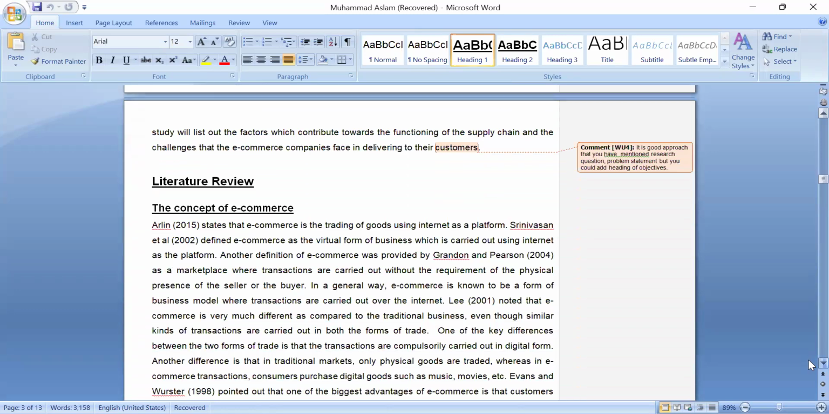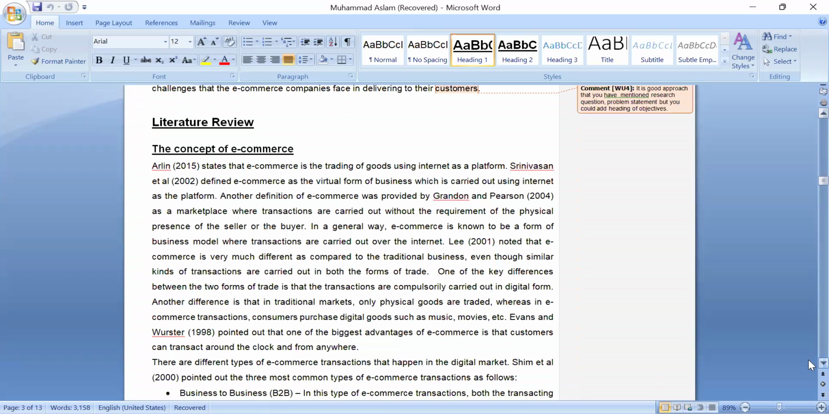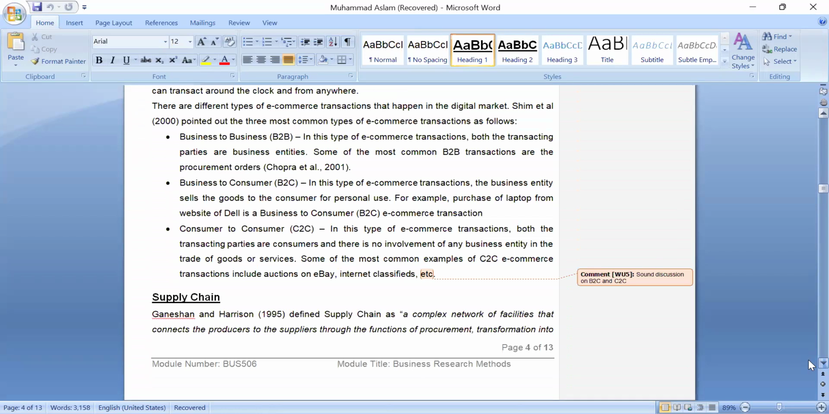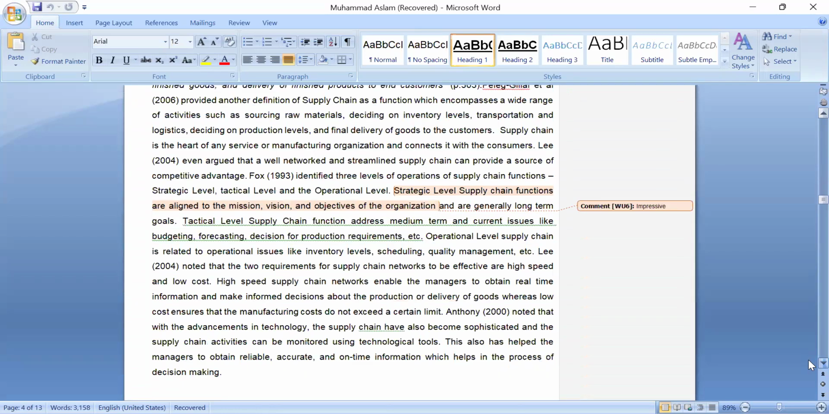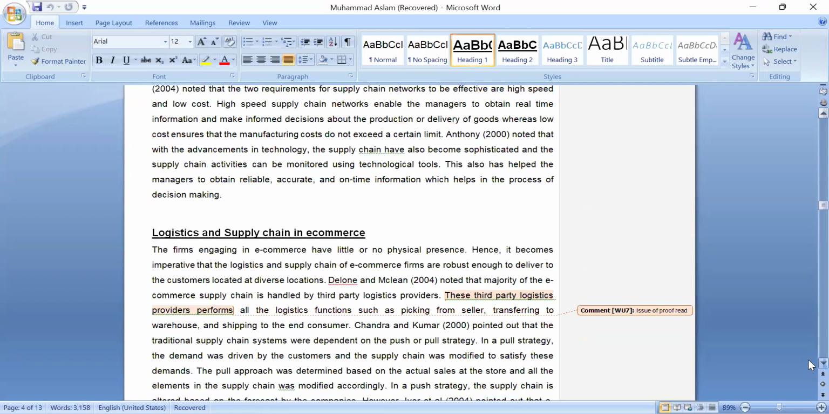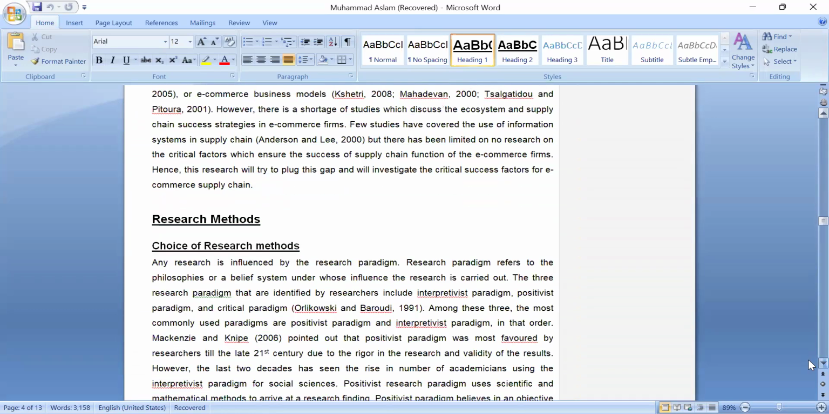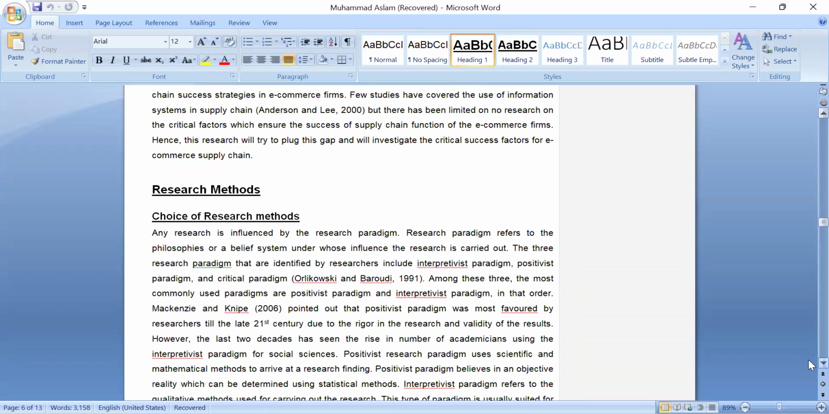Then we can move to the second chapter. The second chapter is the literature. We can find the e-commerce literature. We can look at the literature on supply chain. We can look at the literature on logistics, supply chain, and the e-commerce role. We can look at the gaps in the literature, and then we can move to chapter 3.